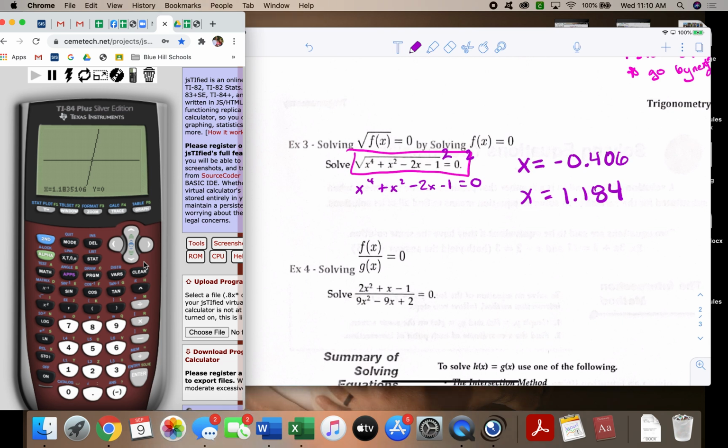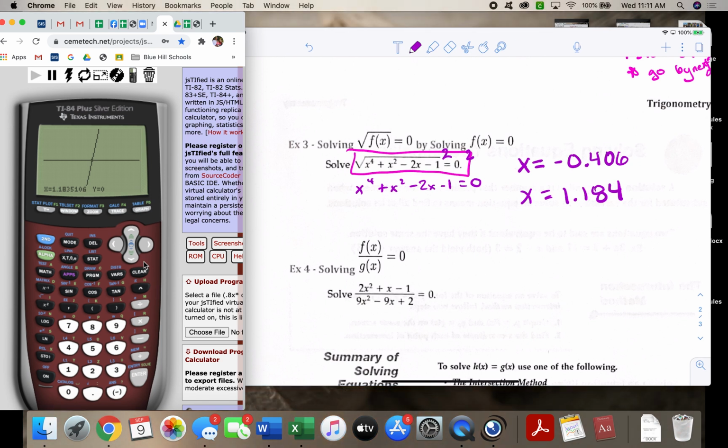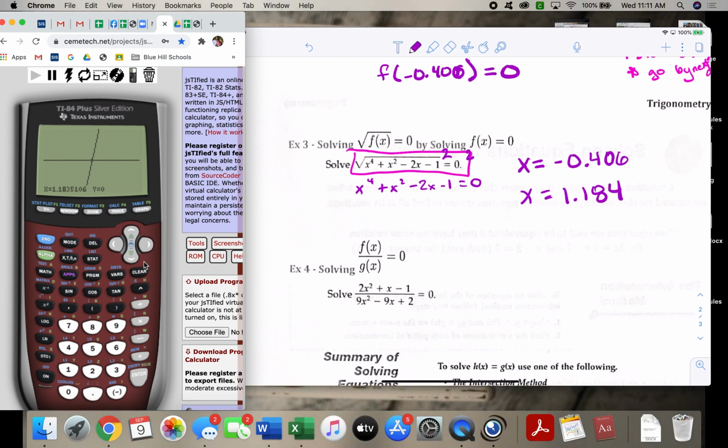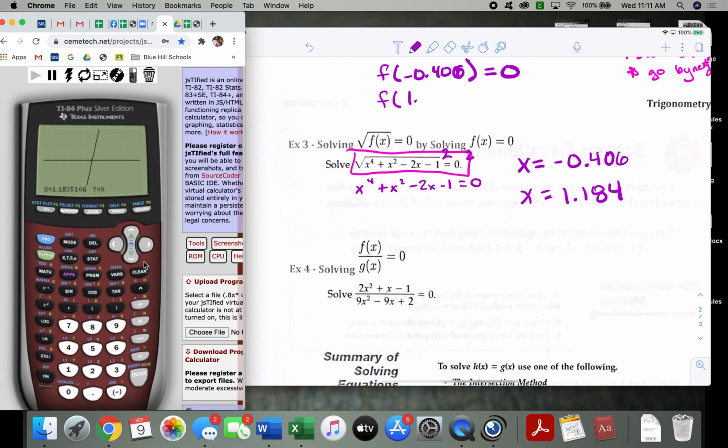Okay, so MJ just asked, is it f of x? Okay, technically what this would look like is f of negative 0.406 will be equal to 0, right? The y-coordinate of that x is 0, because we're on the x-axis. Same thing with f of 1.184. That x-coordinate will be 0.